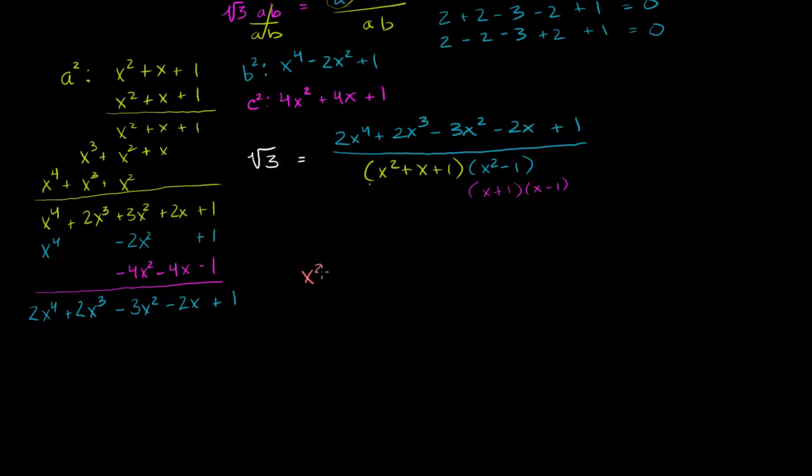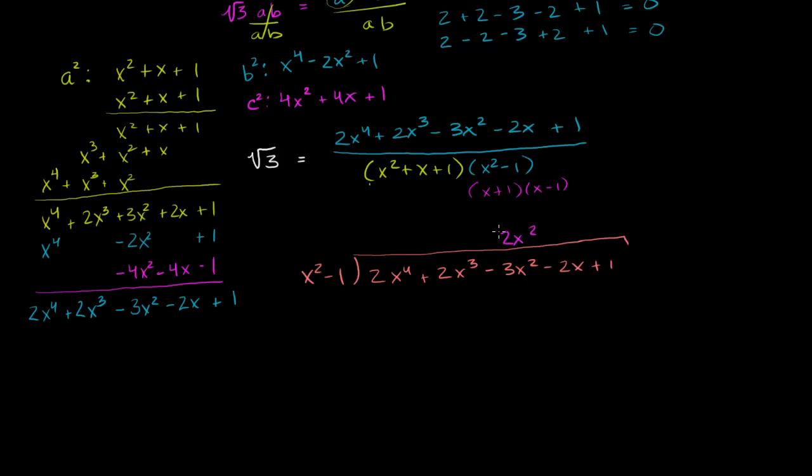So if we divide x squared minus 1 into this thing up here, 2x to the fourth plus 2x to the third minus 3x squared minus 2x plus 1. So this is good practice on polynomial long division. Highest degree term going into highest degree term. X squared goes into 2x to the fourth, 2x squared times. So let's put that in the 2x squared spot.